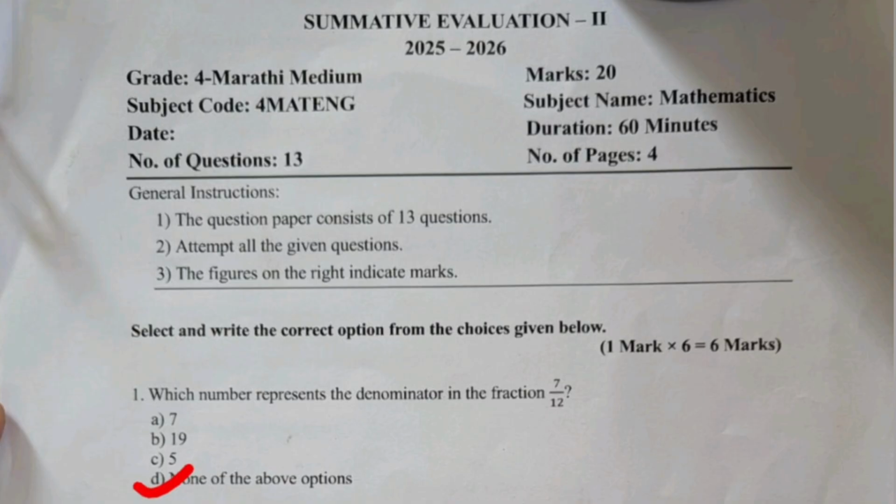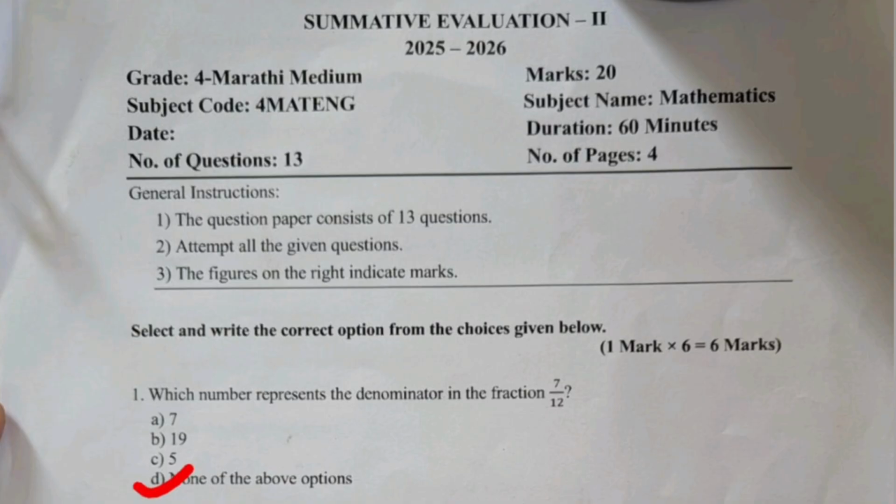Now we'll start solving the question paper. Select and write the correct option from the choices given below. 1 mark each, 6 questions. So here first they have given the MCQs. 6 MCQs are there, 1 mark each. You have to choose the correct option from the options given.